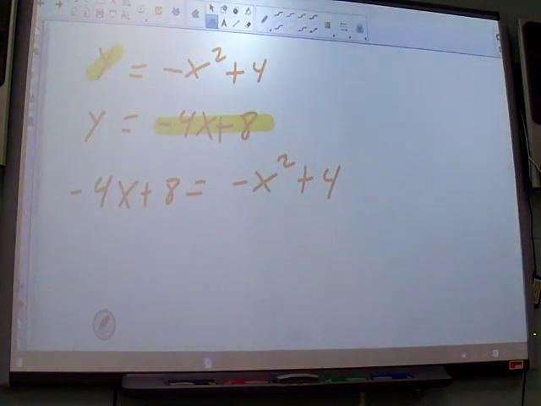It's not negative 2. I'm only doing the basics. These factors would be negative 2.